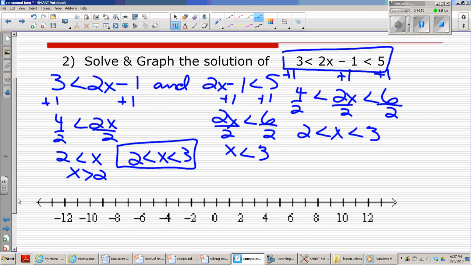Now let's look at the graph. That means if we're graphing x is greater than 2, we would have an open circle at 2, and it's going to the right. If we were graphing x is less than 3, we would have an open circle at 3, and it's going to the left. The area where they overlap is between 2 and 3, and so that represents our solution.